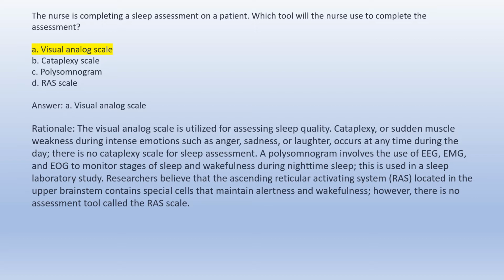Cataplexy, or sudden muscle weakness during intense emotions such as anger, sadness, or laughter, occurs at any time during the day. There is no cataplexy scale for sleep assessment. A polysomnogram involves the use of EEG and EOG to monitor stages of sleep and wakefulness during nighttime sleep. This is used in a sleep laboratory study. Researchers believe that the ascending reticular activating system, RAS, located in the upper brainstem, contains special cells that maintain alertness and wakefulness. However, there is no assessment tool called the RAS scale.